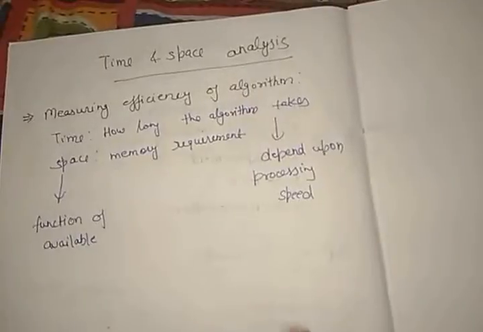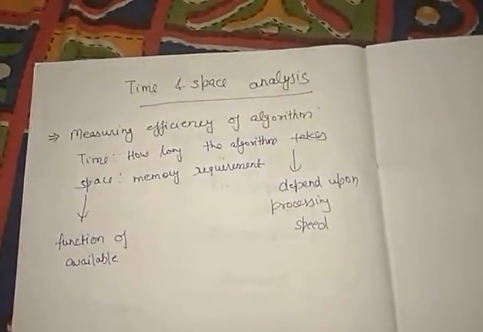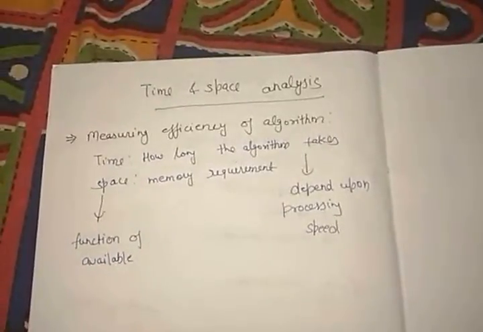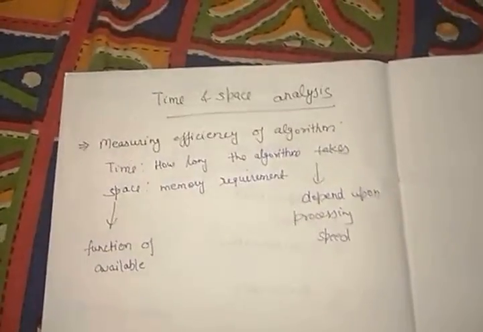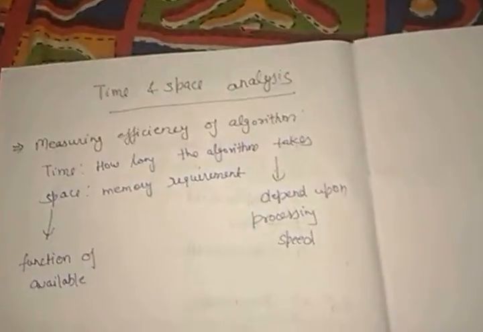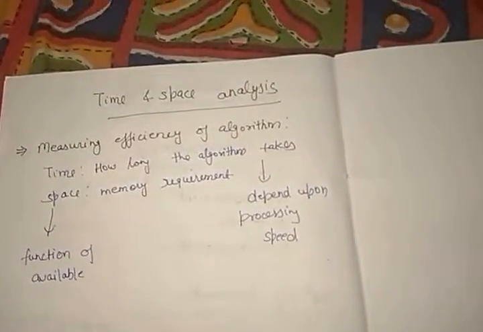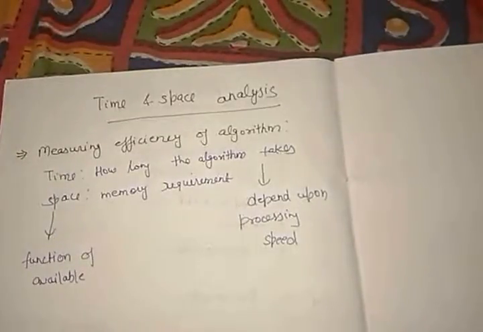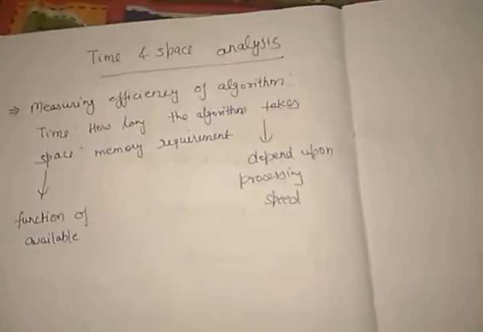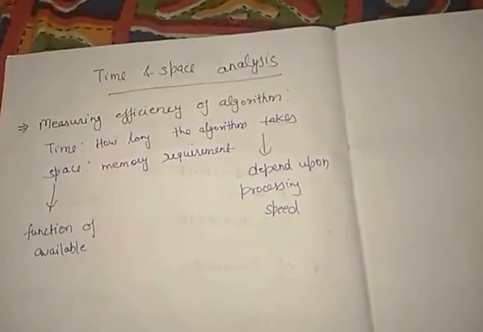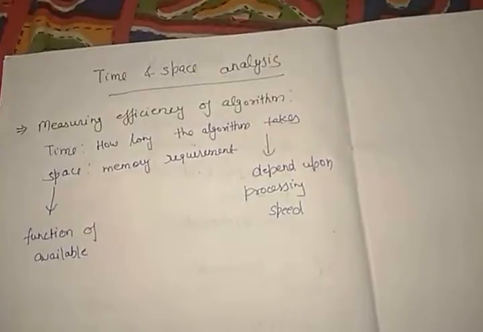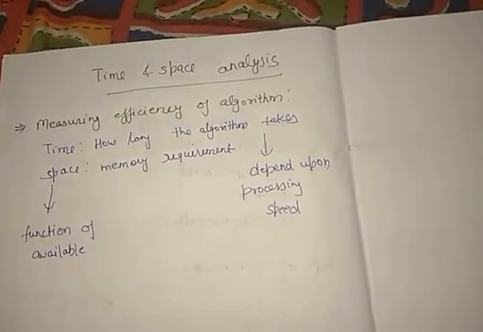And as we said, time depends upon processing speed, so different processors will have different processing speeds. If you take an algorithm and run it on two different systems, then the running time of that algorithm will be different on both computers. So instead of taking running time, we will take only how many steps an algorithm takes. Keep in mind, instead of looking at total running time, we will only focus on how many steps the algorithm takes. Now let's move toward asymptotic notation.